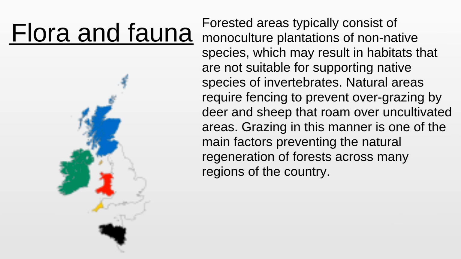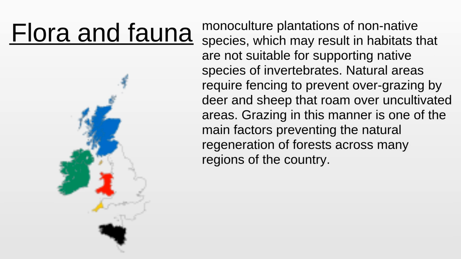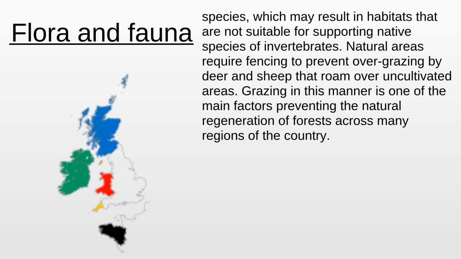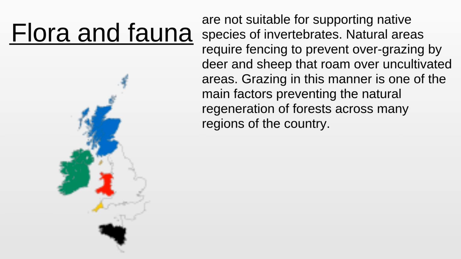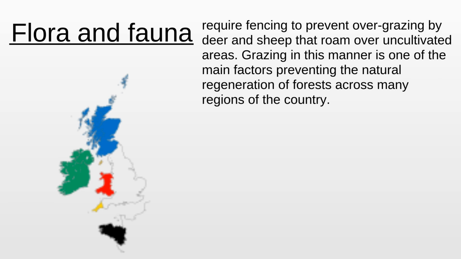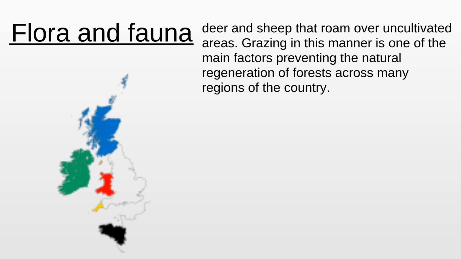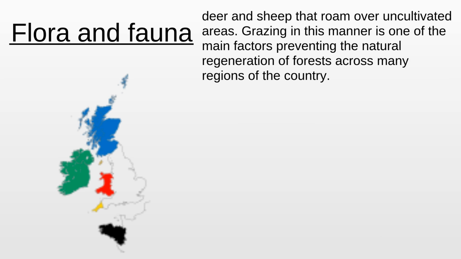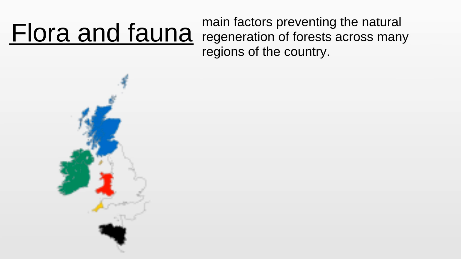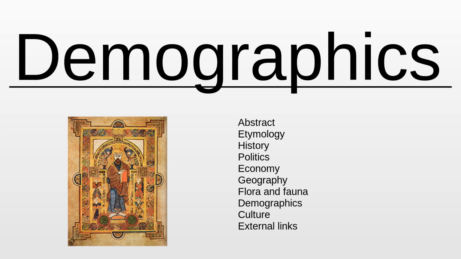Forested areas typically consist of monoculture plantations of non-native species, which may result in habitats that are not suitable for supporting native species of invertebrates. Natural areas require fencing to prevent overgrazing by deer and sheep that roam over uncultivated areas. Grazing in this manner is one of the main factors preventing the natural regeneration of forests across many regions of the country.